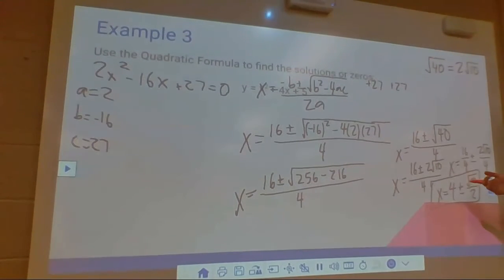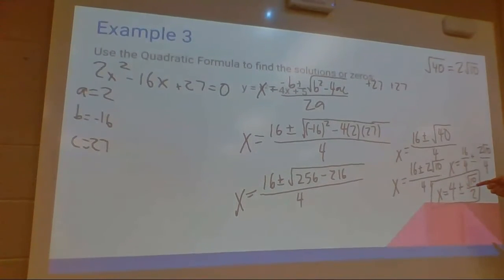This one didn't come out as cleanly. We call this an irrational answer. See how we have the square root of 10 in our answer and we cannot simplify that any further? Well, we call that an irrational answer when you have a radical that you cannot simplify any further. So this quadratic equation has irrational solutions, we would say.